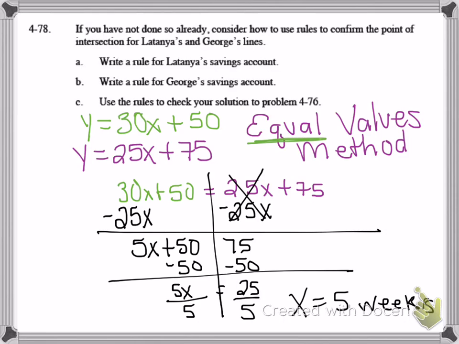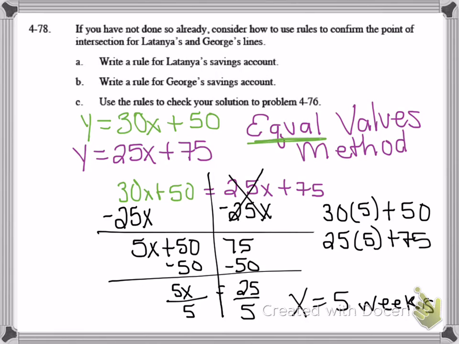Now, to figure out the $200, remember that we need to plug in our answer: 1, to double check to see if we solved this correctly, and 2, to make sure that we get the same answer for both Latanya and George. So I'm going to take that 30, times it by 5, and add 50. And I'm also going to take the 25 and times it by 5 and add 75. In both cases, you are going to get the answer to equal 200, and that's going to be the number of dollars it takes for both Latanya and George to have the same amount of money.